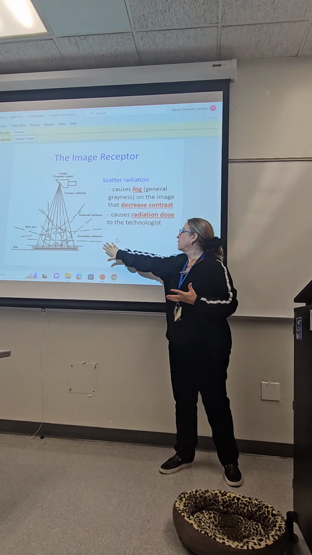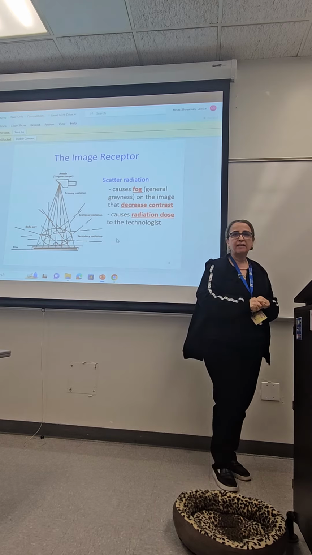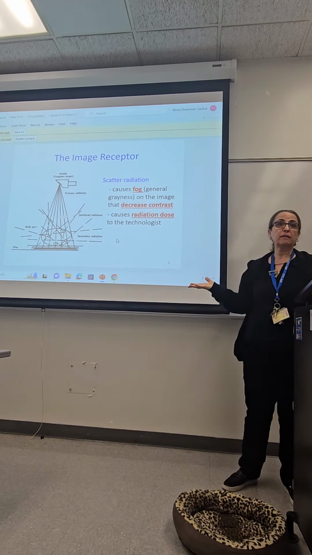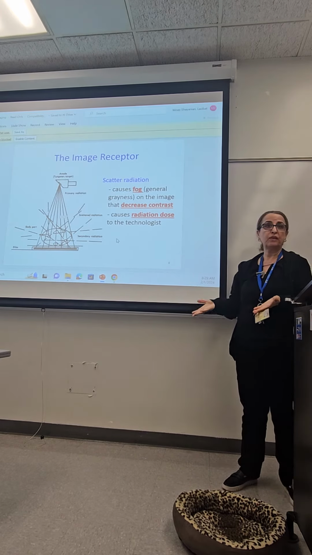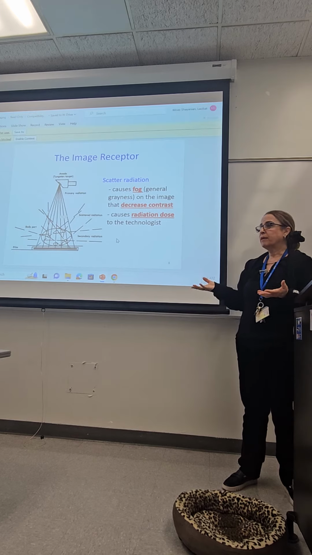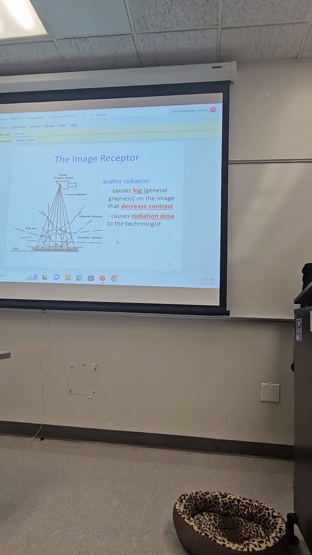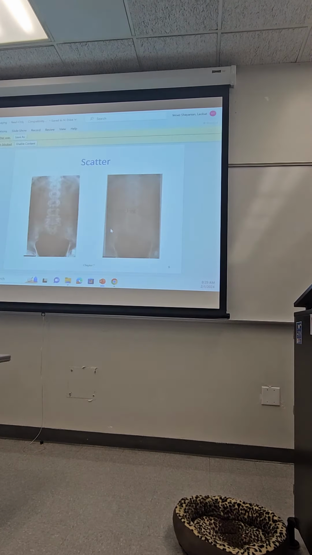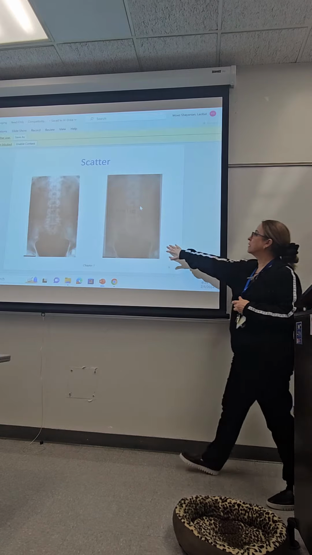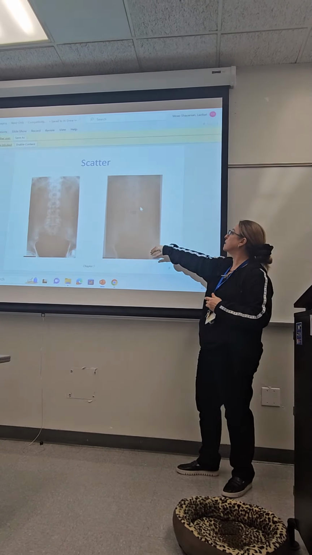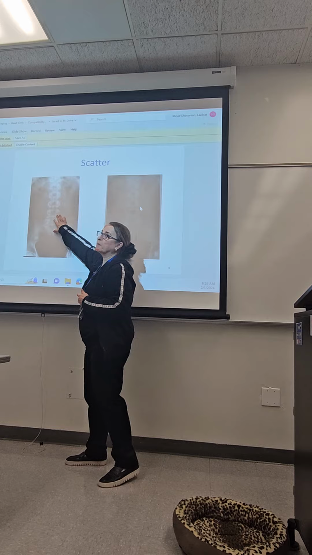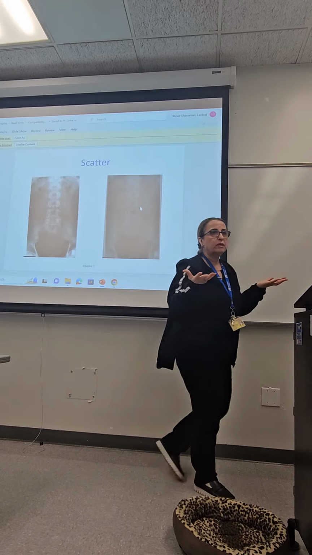So how can we prevent that scatter radiation? Because it affects our patient, it affects the image, and it affects the contrast. So how can we reduce that fog? Look at this image, it's kind of foggy. This is a lumbar spine, and this is the right image to see.